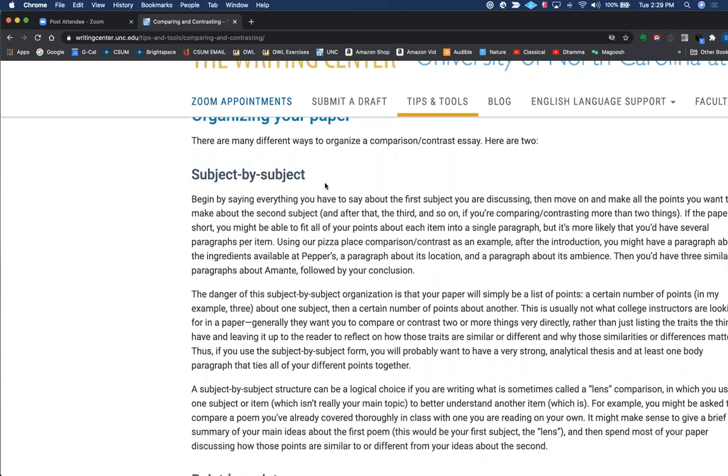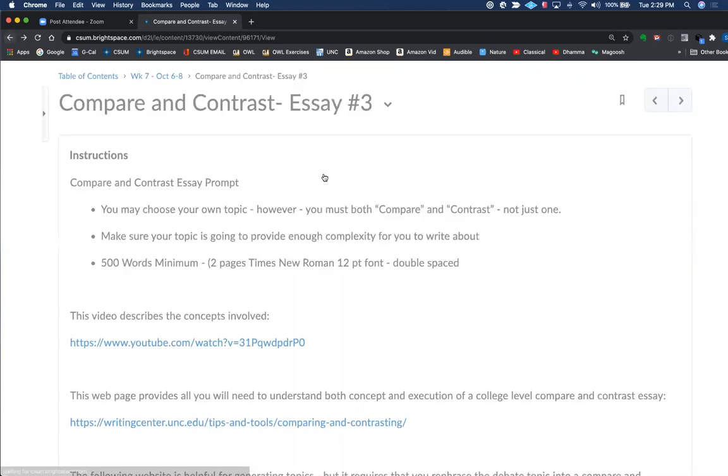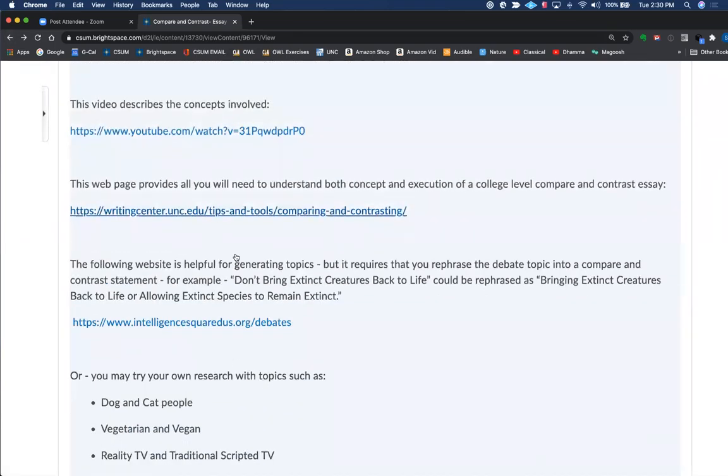That's my opinion as a teacher, having read a bunch of these papers. But you are certainly free to create your own structure if you feel that you can do it well. It's really your judgment. That's the compare and contrast. So they have a little reading material there.